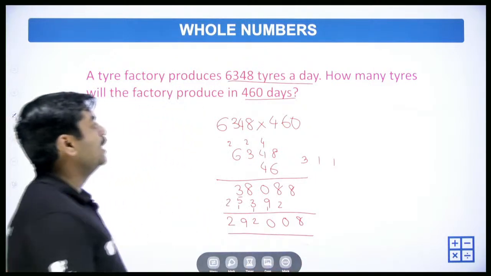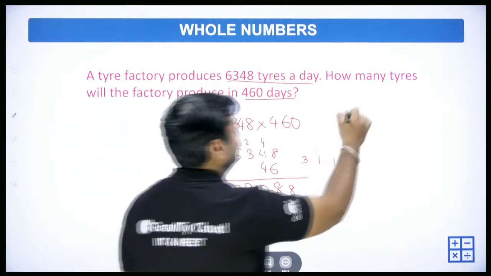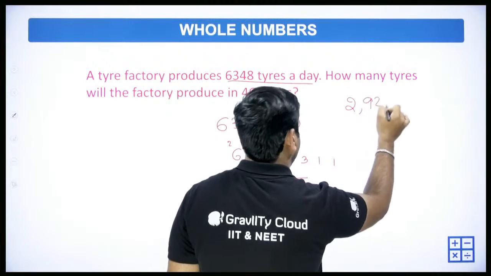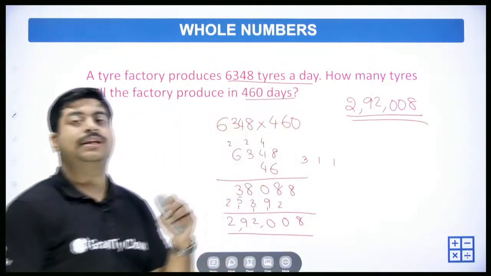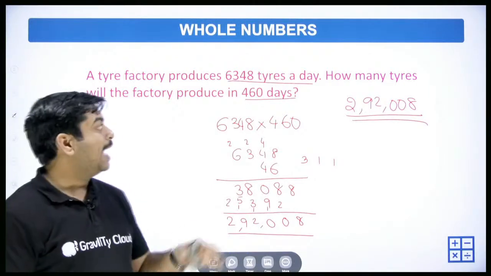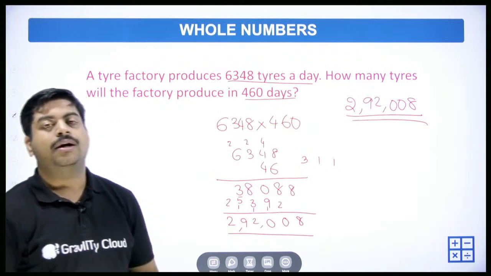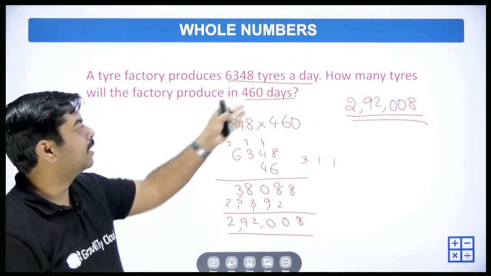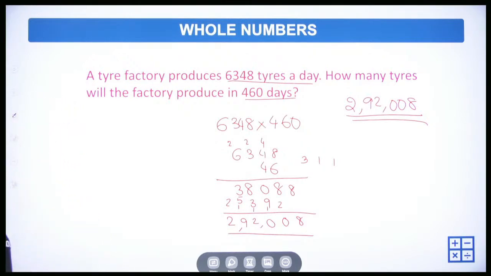So how many tires will the factory produce in 460 days? It is 2,92,008 tires, which is a huge number, almost 3 lakhs tires in 460 days. 2,92,008 tires is what the factory is giving in 460 days, right? A very easy question. Let's move to the next one.